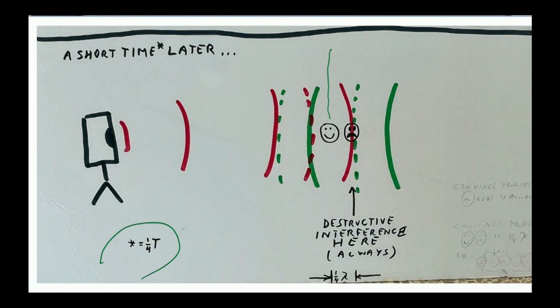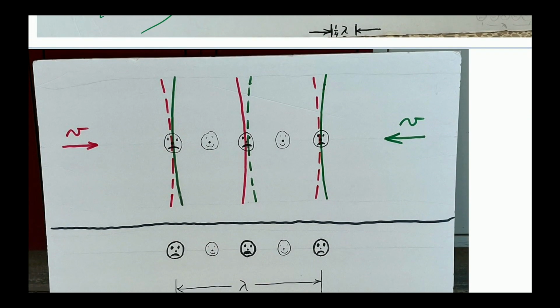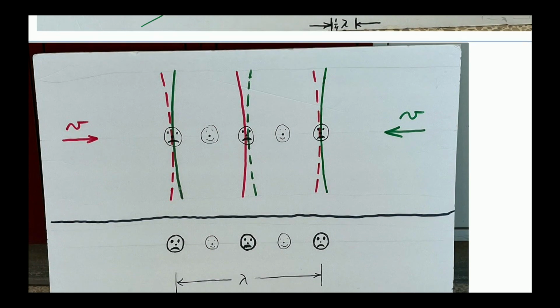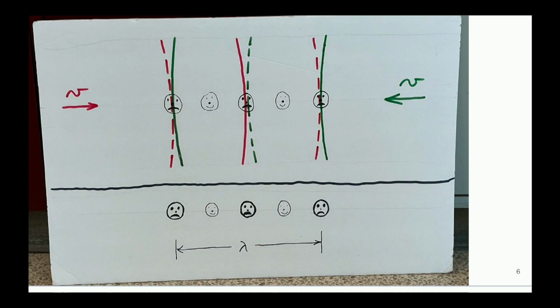Let's check out this person's friend with the frowny face. I'm going to zoom in, actually, this is better. The frowny face is at a place where there is always destructive interference. And if you think about it carefully, that never changes. It's always destructive interference at that location. So as long as that person stands there, they're going to get destructive interference the whole time.